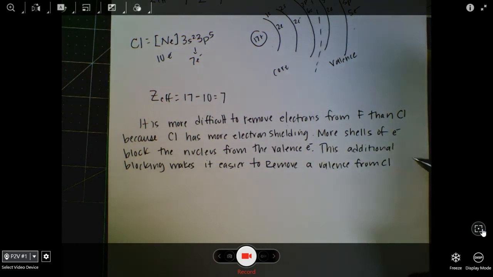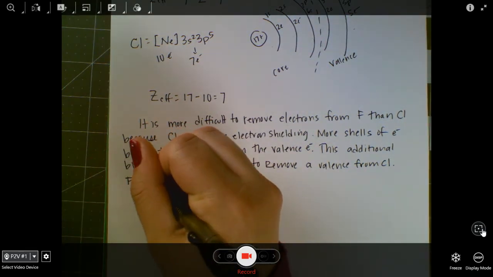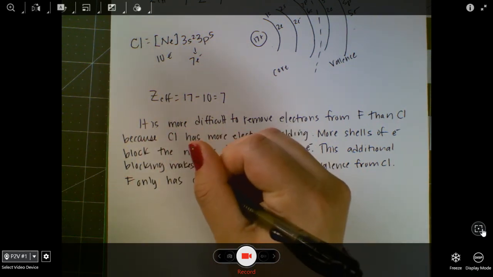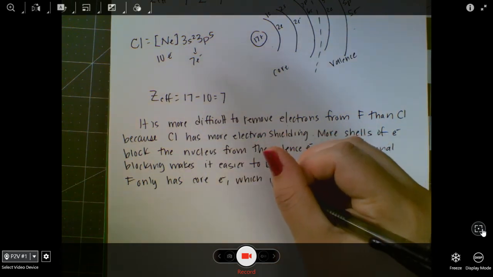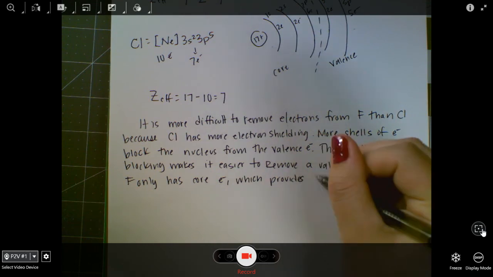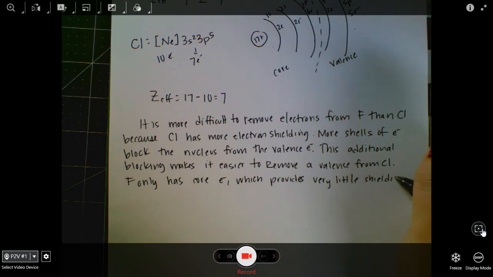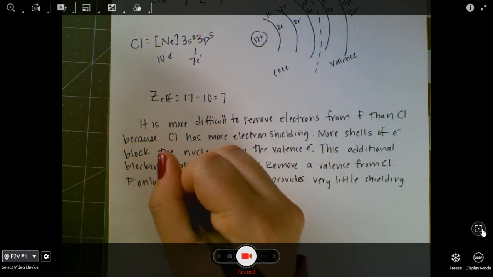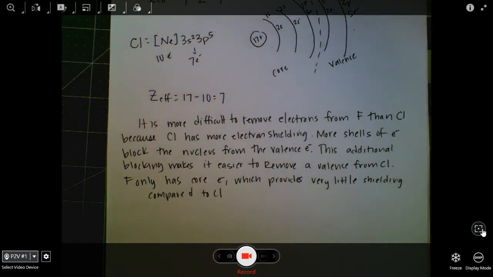from Cl. And then just as an extra insurance policy, I would talk about fluorine. So I would say F only has 2 core electrons, which provides very little shielding compared to Cl. So to kind of cover your butt in AP, the best thing to do is to talk about both things and what's going on. So you answer the question, what they're asking, and then you compare the two.